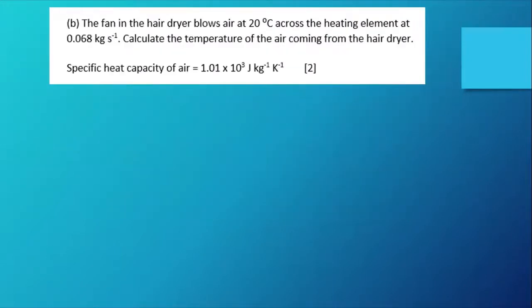The fan in the hairdryer blows air at 20 degrees centigrade across the heating element, which will essentially be just a filament, at a rate of 0.068 kilograms per second. Calculate the temperature of the air coming from the hairdryer, the output temperature of this air. Okay, we're given the specific heat capacity of the air. So what are we going to do here?